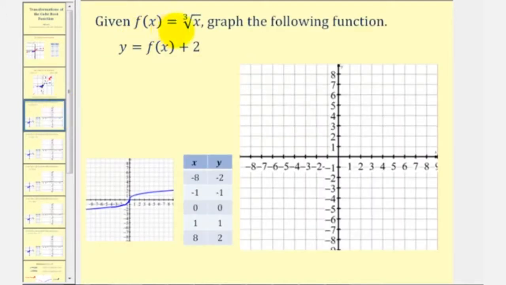Again, f of x equals the cube root of x. We want to graph y equals f of x plus 2, which would be the same as y equals the cube root of x plus 2. Notice what we're doing here is we're adding 2 to the function values, or the y values, of the basic cube root function, which means if we use these 5 key points from the basic cube root function, if we add 2 to each y coordinate, we can use those new points to graph this transformation. So let's go ahead and add 2 to each y coordinate.